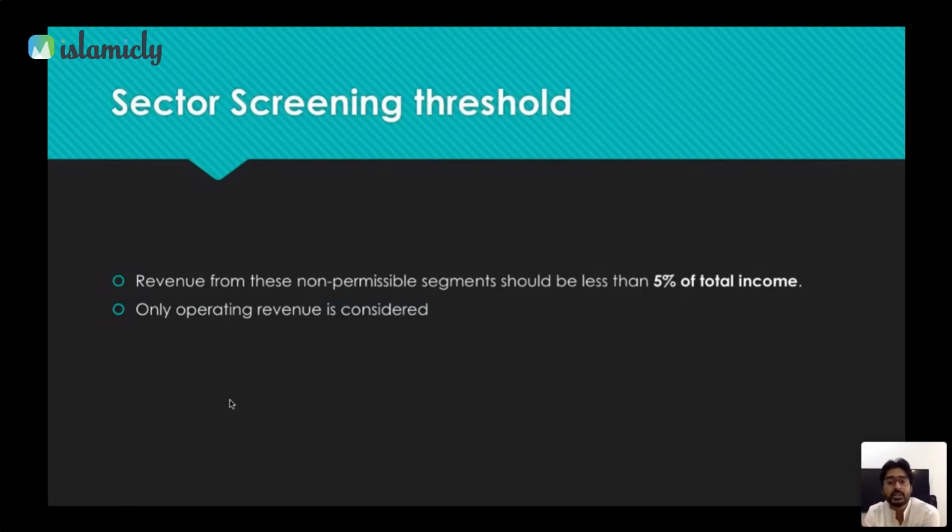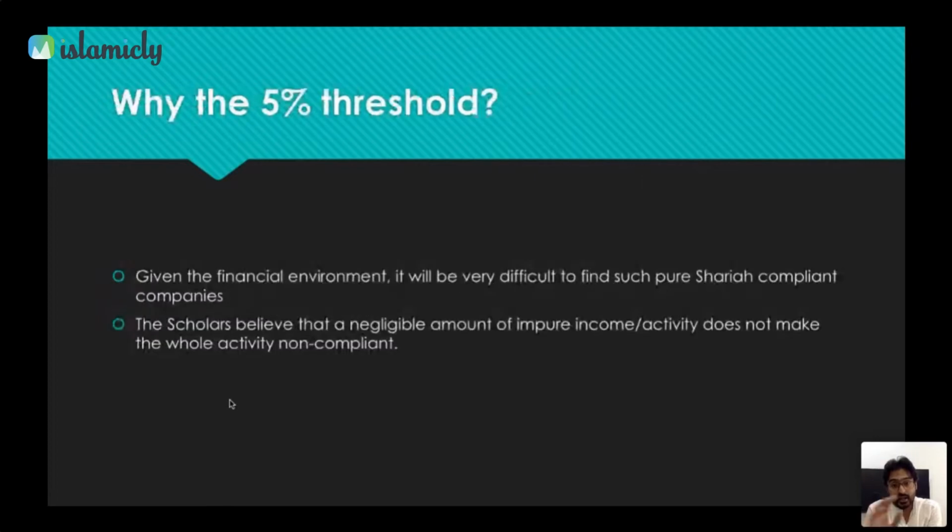A classic example is interest income. If a company is a conventional bank or a conventional financial institution and they lend money on interest, that becomes a primary business activity and they earn interest. This interest income becomes their operating activity and hence is considered non-permissible activity, as well as being counted in this 5% threshold. But if a company is, let's say, selling oranges, I have discussed it over here.